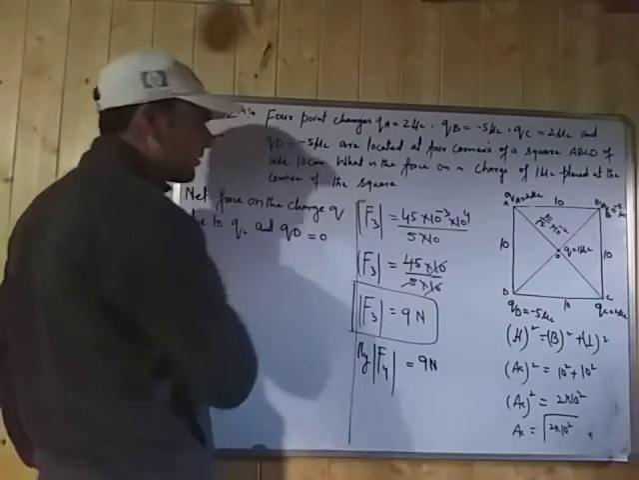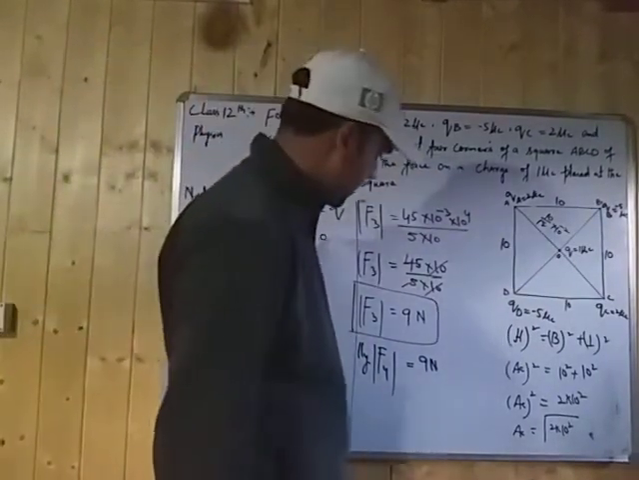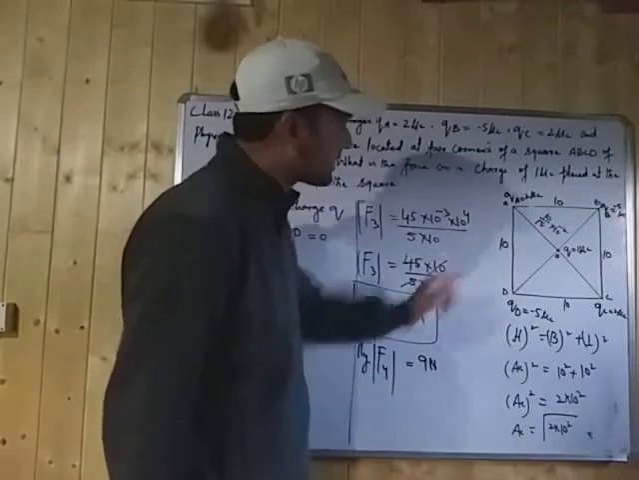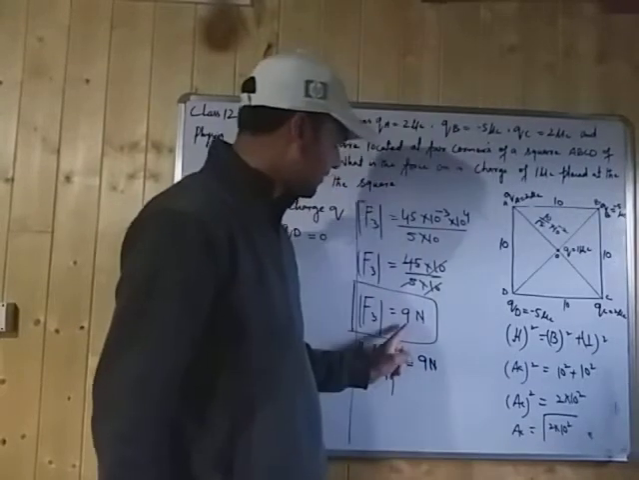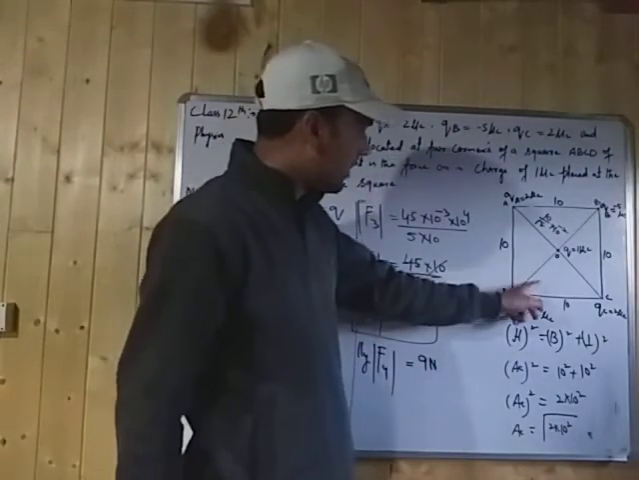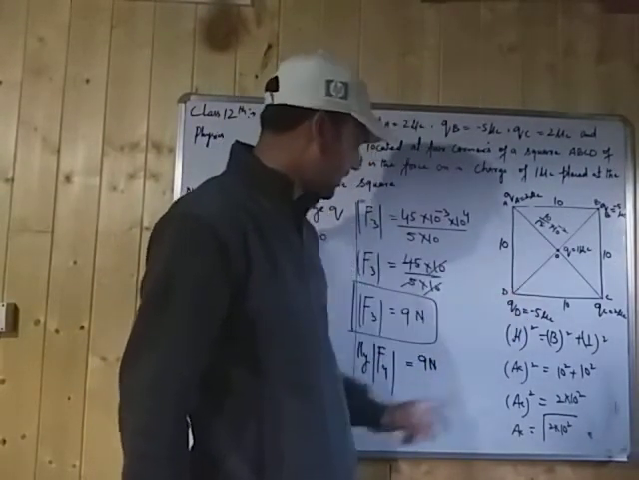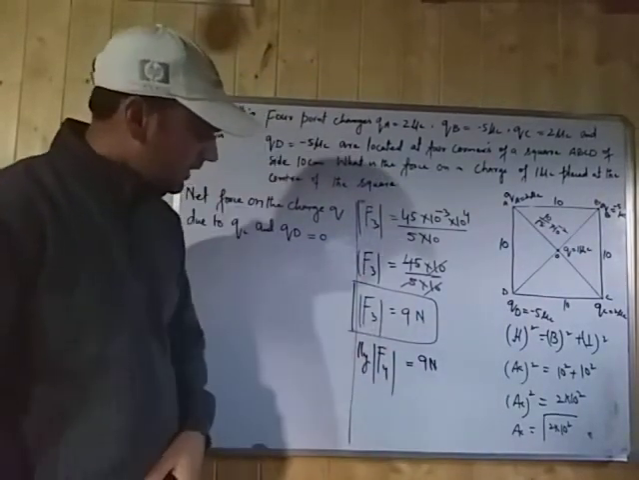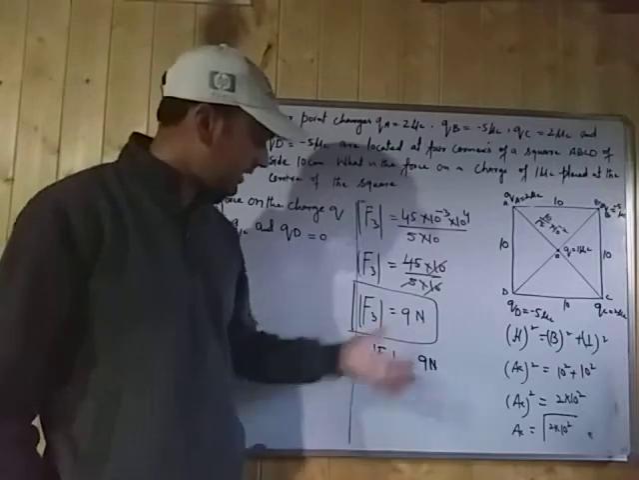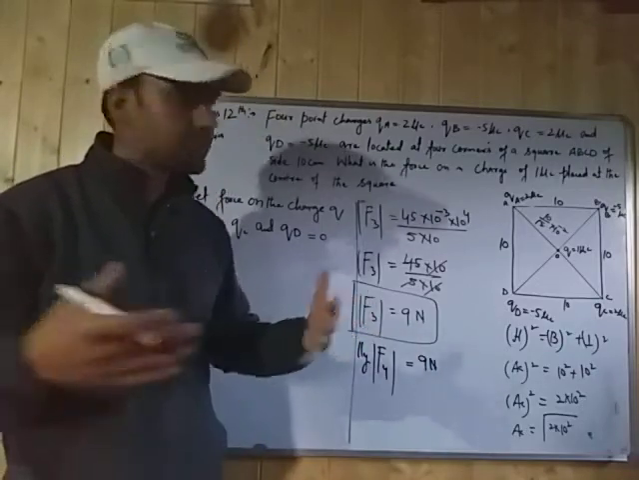So that will be equal to 0, because here we have F3, that's the force on charge Q due to QB, that's 9 newtons. Similarly, the force on charge Q due to QD, that's also equal to 9 newtons. Both the forces are equal in magnitude, but they are opposite in direction.